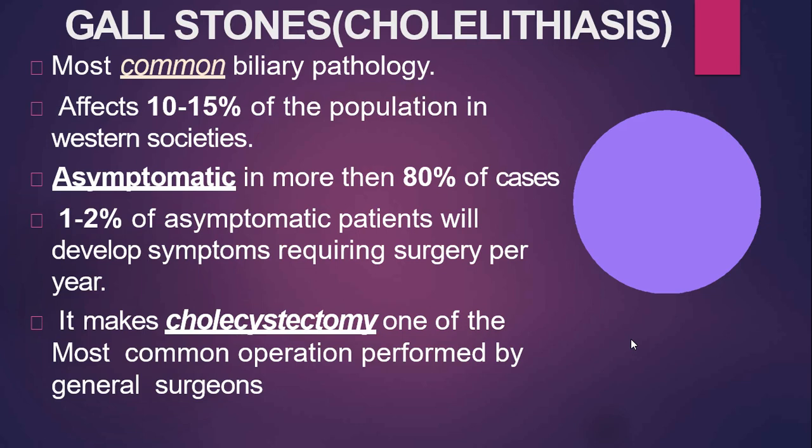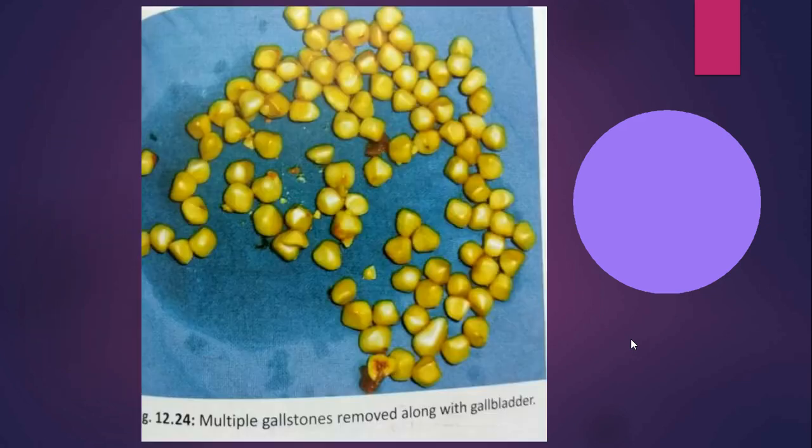In the good olden days, they said that only the symptomatic gallbladder requires surgery, but now we are seeing many complications related with asymptomatic gallstones. I always suggest that whenever there is a stone in the gallbladder, you have to take it out before it produces complications to the patient. So it makes cholecystectomy one of the most common operations performed by general surgeons.